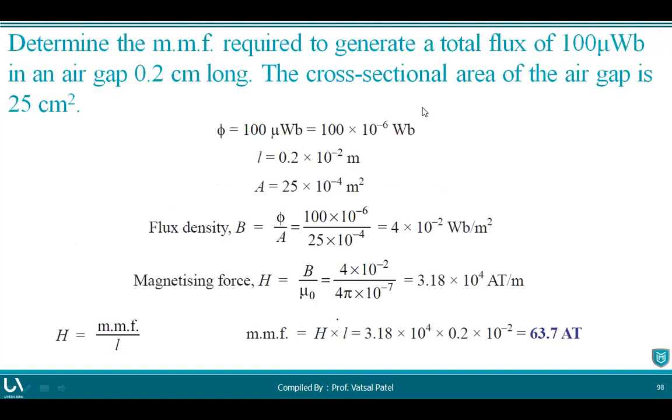See, our next example question is given here, and with the mathematical expression we will see how we can identify the parameter asked in this example question. In this one, we have to determine the MMF which is required to generate the total flux of 100 microweber in the air gap of 0.2 centimeter long, and the cross sectional area of the air gap given here is 25 centimeter square.